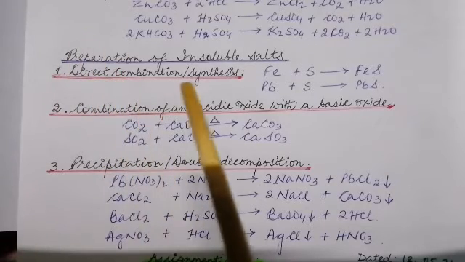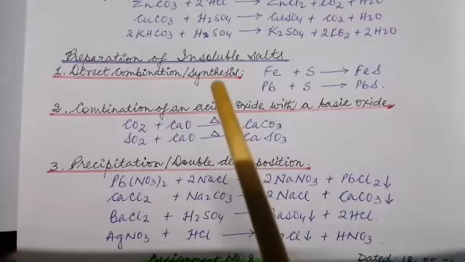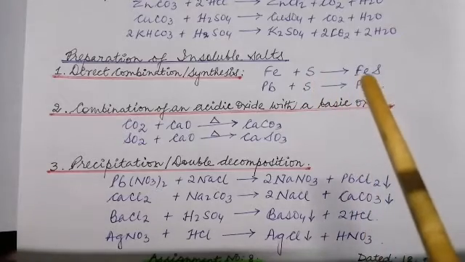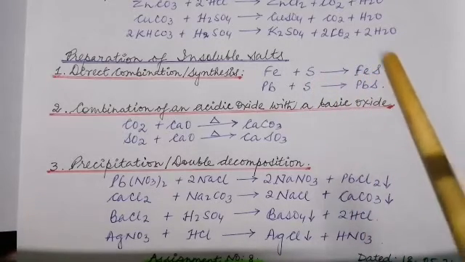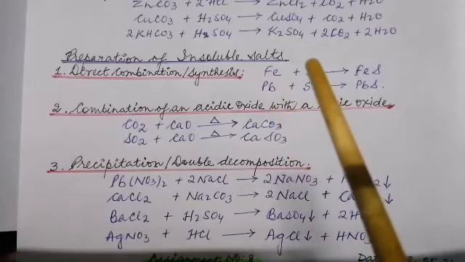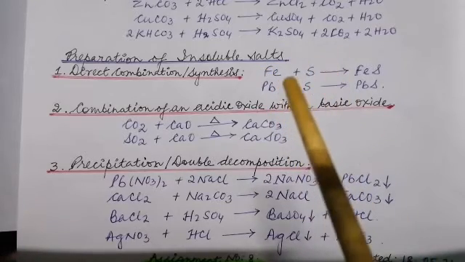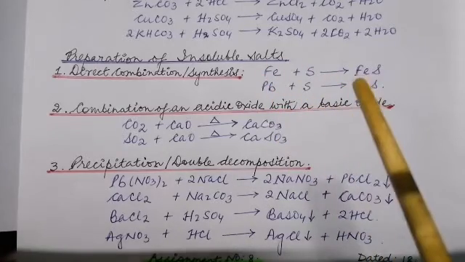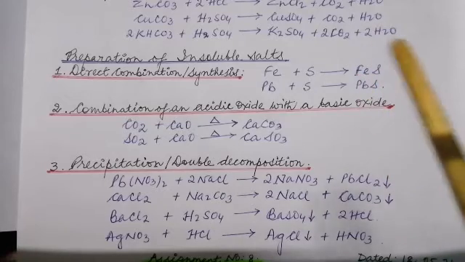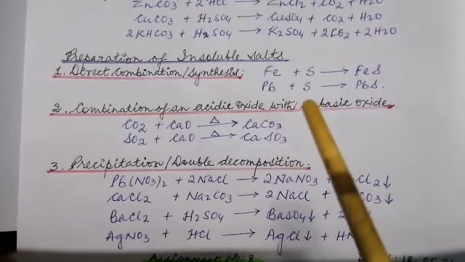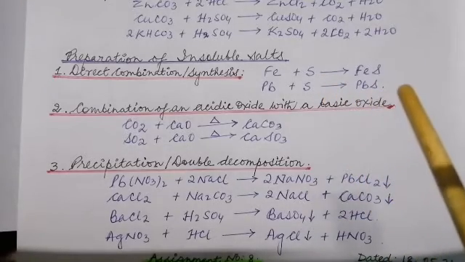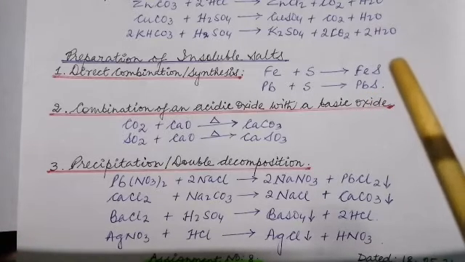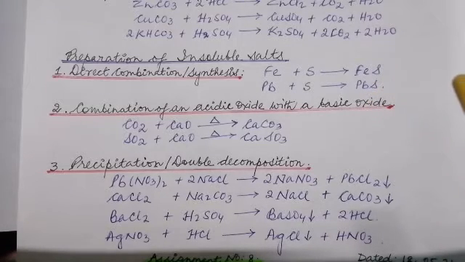combination or synthesis method. Iron reacts with sulfur to give you ferrous sulfide. But they do not react under normal conditions. They will react only when heated. So, heated iron reacts with boiling sulfur to give you FeS, that is ferrous sulfide. Similarly, lead will react with sulfur on heating to give you lead sulfide. So this is direct combination. Both ferrous sulfide, lead sulfide, these are insoluble in water.